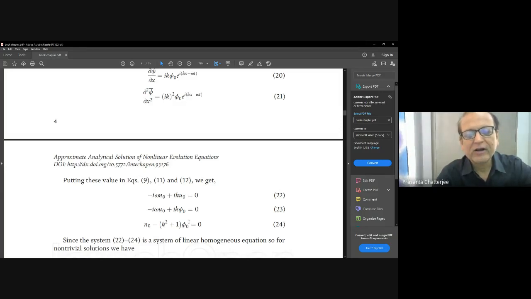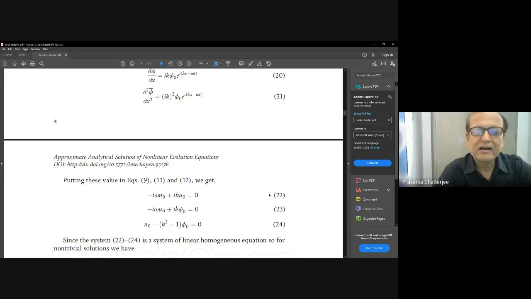In these three equations, n0, u0, and phi0 are three unknowns. So three equations, three unknowns. It may be written in matrix form, that is Ax equal to b, where x is the column vector n0, u0, phi0, and A is the 3 by 3 matrix. Generally u0 equal to 0, n0 equal to 0, and phi0 equal to 0 are the trivial solution of this system of equations 22, 23, and 24. But we are searching for a non-trivial solution.